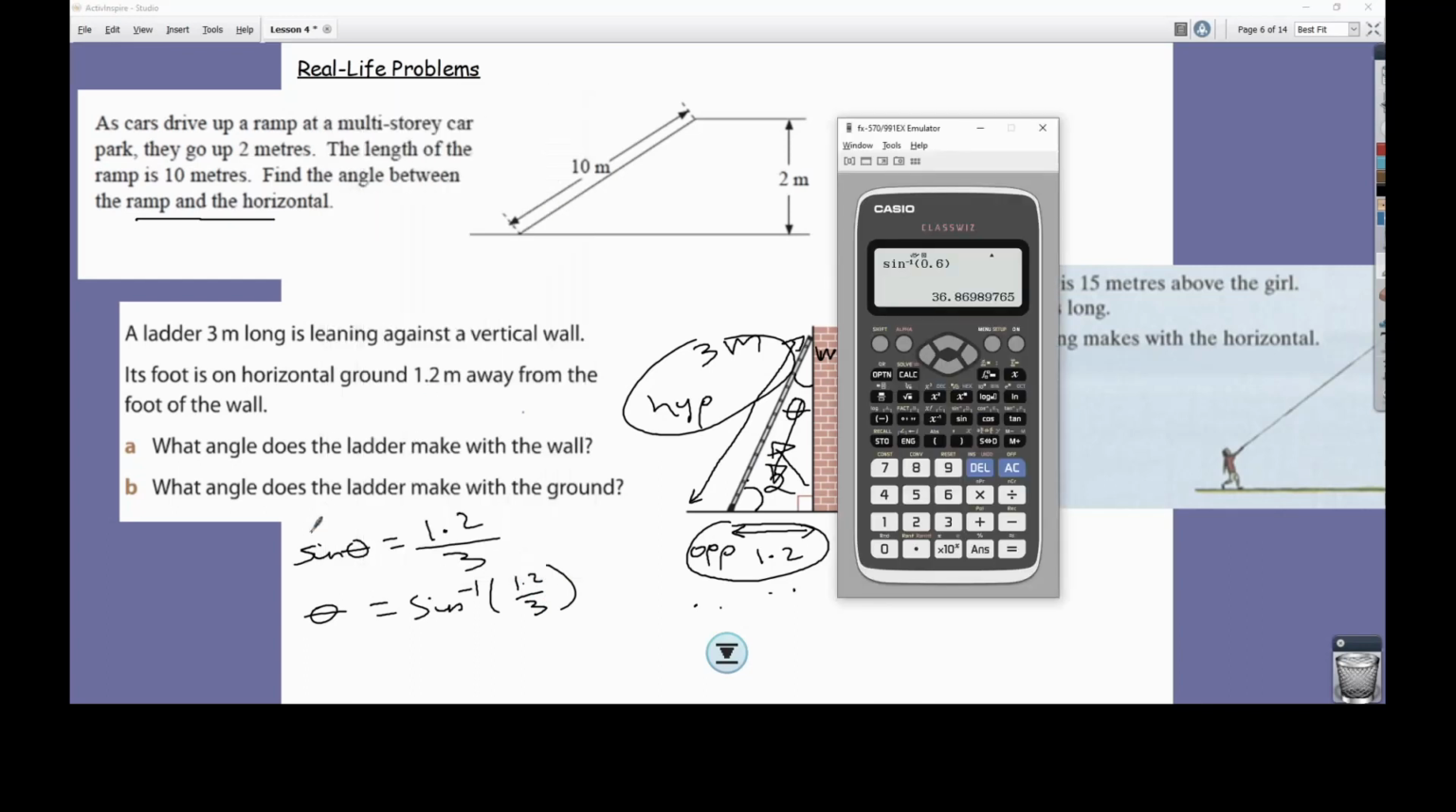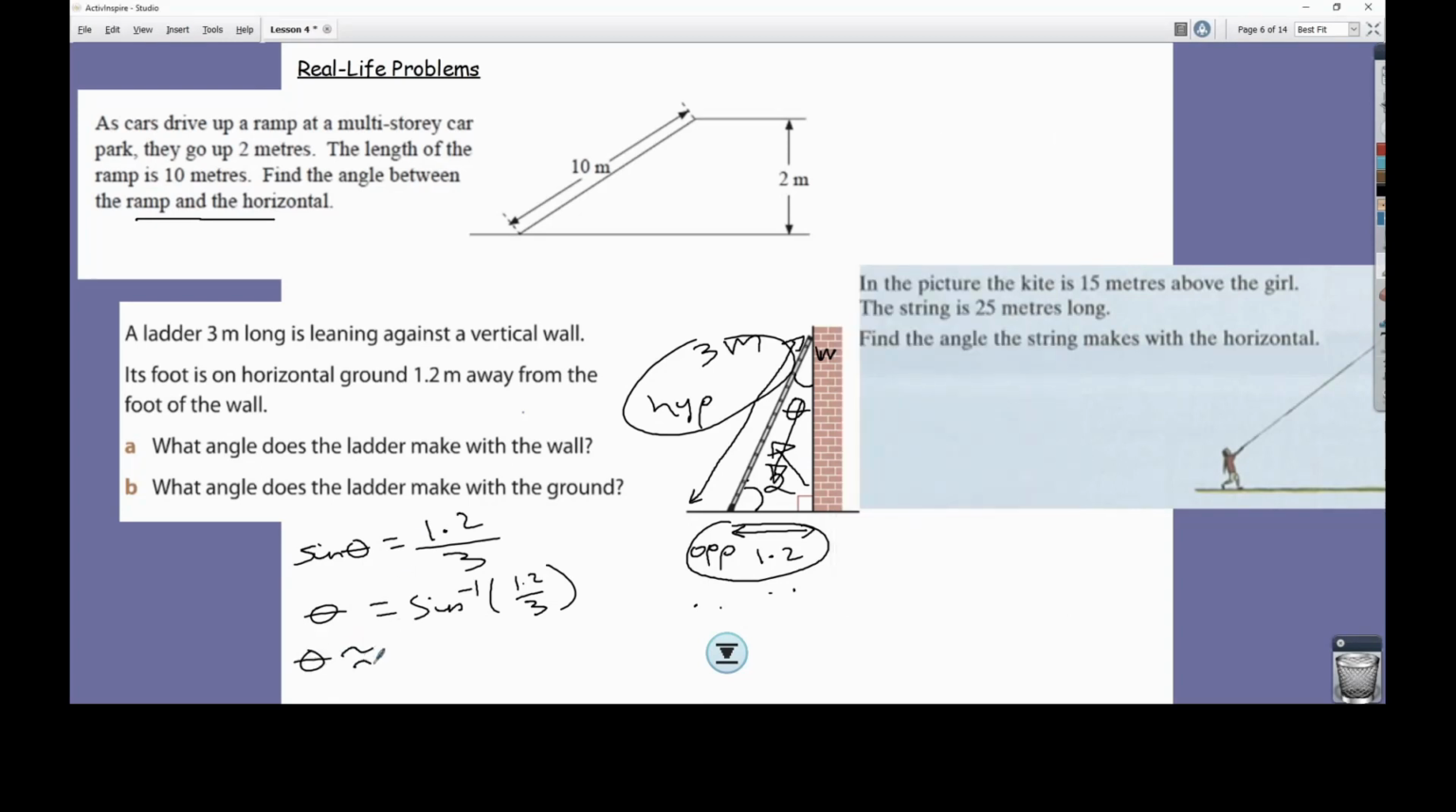So on my calculator, I've got sine theta is 1.2 over 3. To undo the sine, I need to take inverse sine of both sides. So I'm going to do shift sine to get my inverse sine, and then I'm going to put in 1.2 over 3, close bracket, equals 25.578. So theta is about 25.58 degrees to 2 dp.